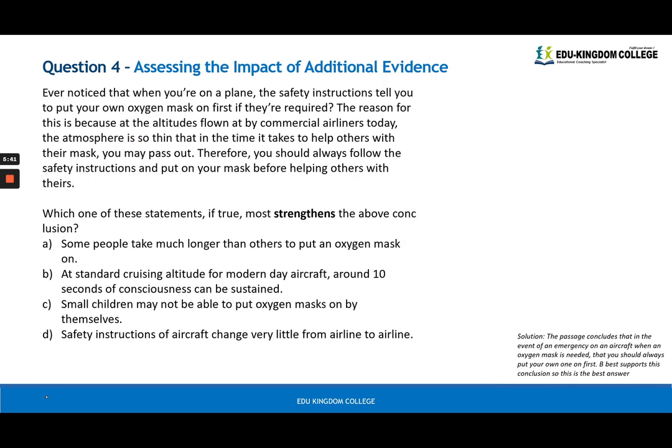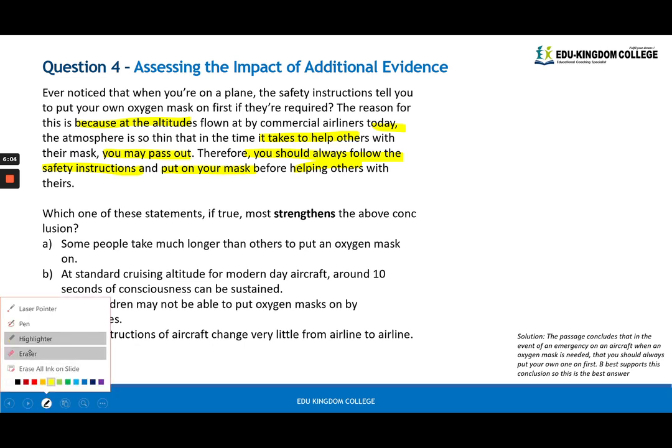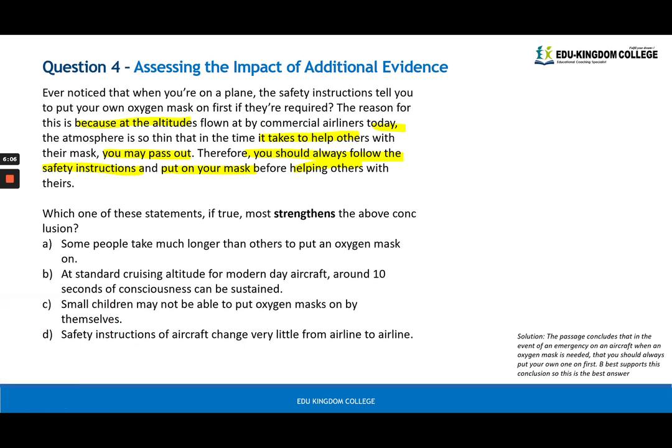Number 4, so again, finding the main conclusion. The conclusion is that we need to always follow safety instructions and put on our mask before helping others. And why is that? Because at the altitudes that we fly in today, you may pass out by the time it takes to help others. So finding some supportive evidence of that to strengthen the conclusion, the answer is B.